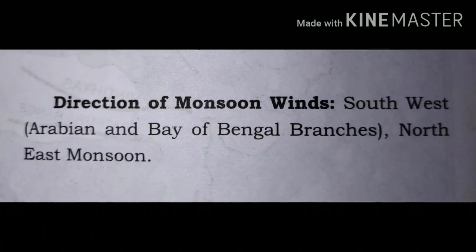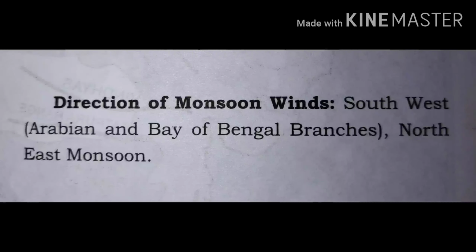The next is direction of monsoon winds, and you have two types of winds in our syllabus. The southwest monsoon winds. Southwest monsoon winds have two branches, Arabian Sea branch and Bay of Bengal branch. So we must know how these two branches flow. And next is northeast monsoon wind or retreating monsoon wind. So we will locate these two winds on the map.